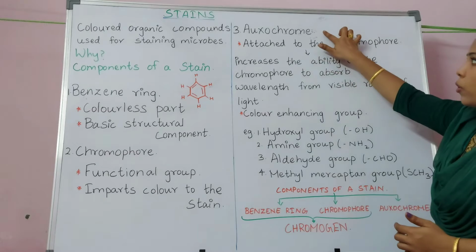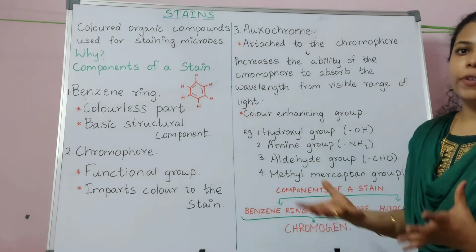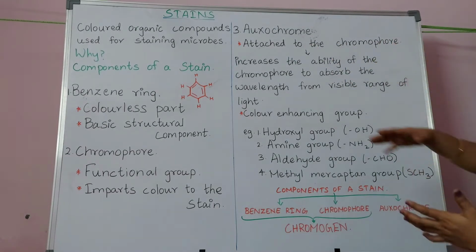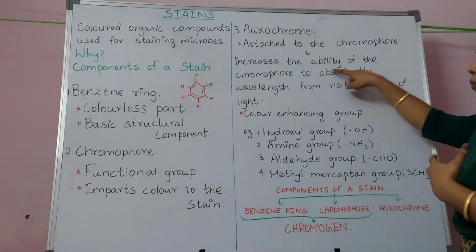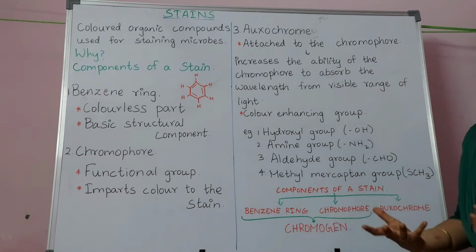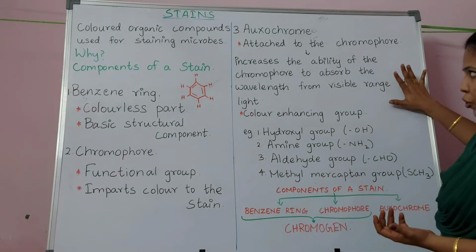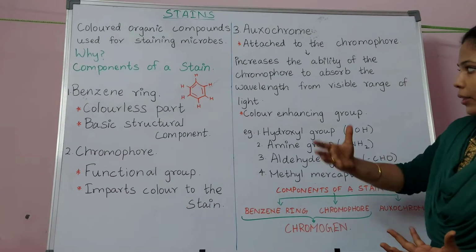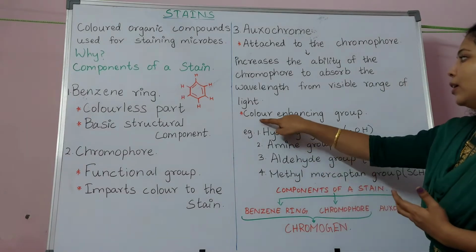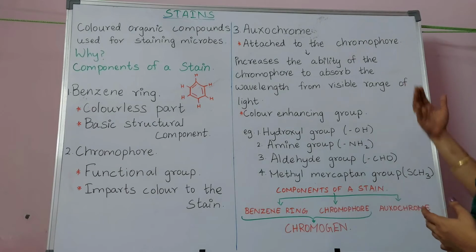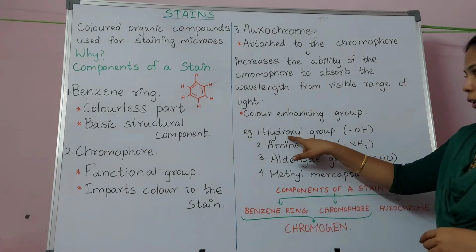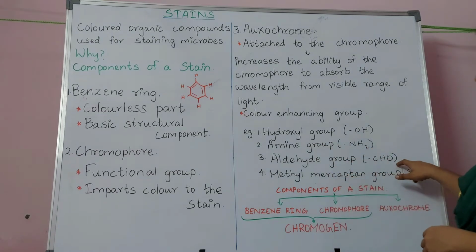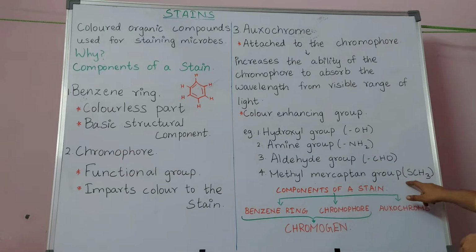And the third is about auxochrome. Auxochromes are nothing but group of atoms that are attached to the chromophore. They help in increasing the ability of the chromophore to absorb more visible light. In short, auxochromes are attached to the chromophore and in turn they help in enhancing the color of the stain. Examples of auxochrome groups are hydroxyl group OH, amine group NH2, aldehyde group CHO and methyl mercaptan group SCH3.